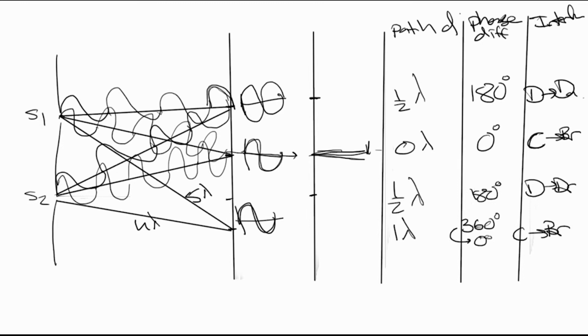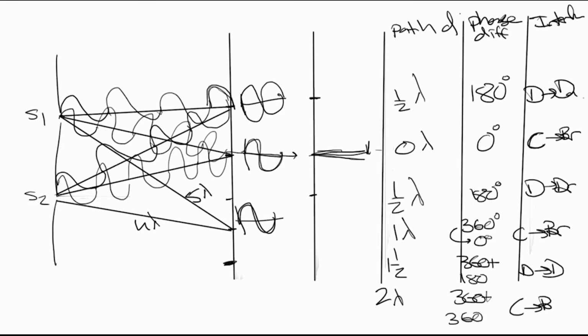And if you go further down, this thing will continue to progress. You'll get a pattern. Next you're going to get a 1.5, which is 360 plus 180, which is destructive, so it's going to be dark. The next point is going to be 2 lambda, so that's 360 plus 360. I'm just breaking this down so that it makes sense easily, which is constructive again, it's a bright spot.